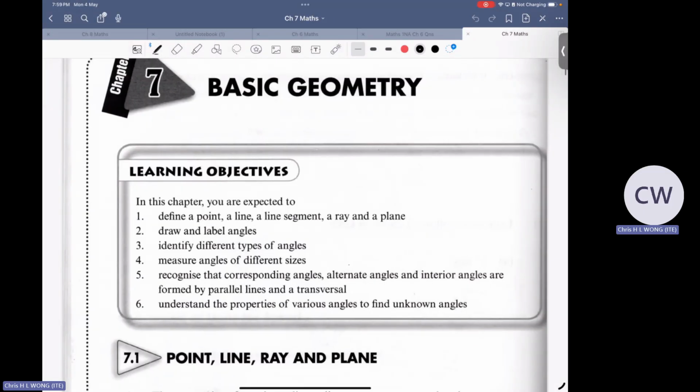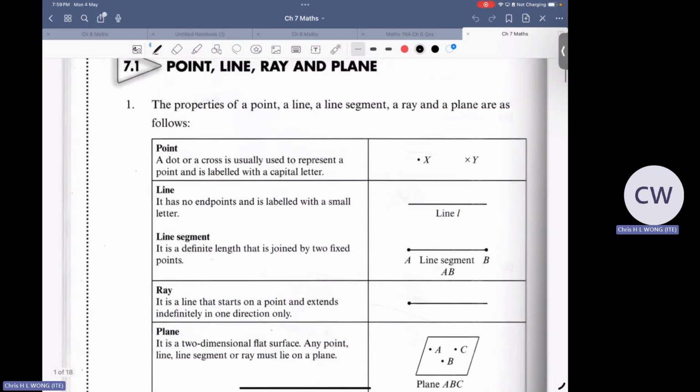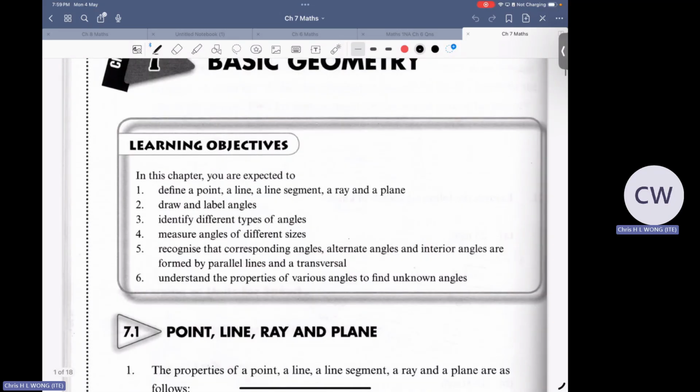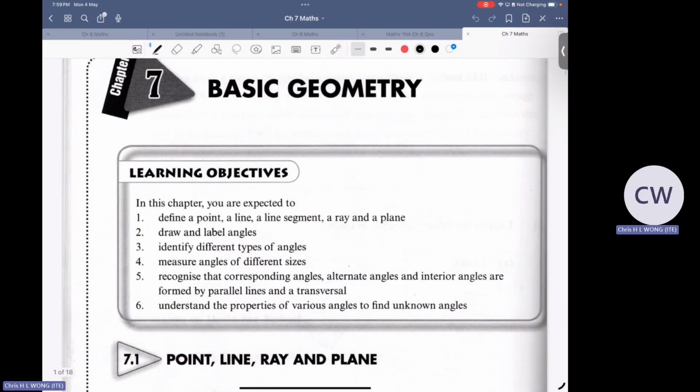Okay. Geometry. Geometry is on angle. So you have two more chapters left. The difficult one is chapter 8. Chapter 9 is very easy. So the most difficult one is chapter 8. It is not difficult, but there is a lot to remember. Let's start. When it comes to geometry, we talk about angles.